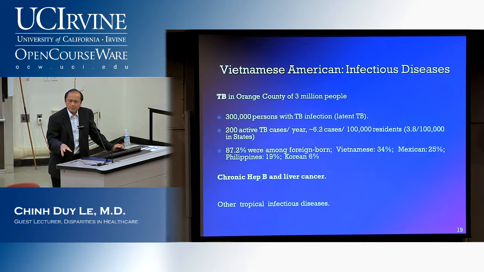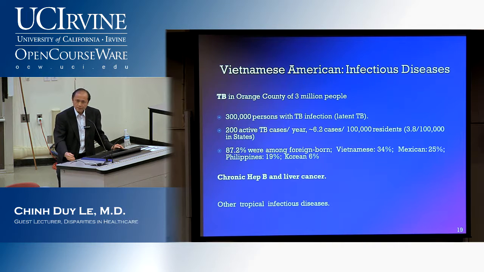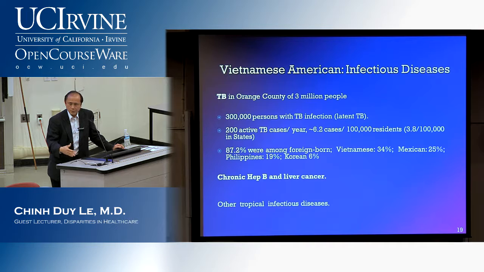And most of those TB cases reported to Orange County come from immigrant groups: Vietnamese, Mexican, Philippine, and Korean. Also, besides TB, chronic hepatitis B is also a common issue. Not only chronic hepatitis B, but also hepatitis in general, like hepatitis C. It's common in immigrants. So that's something we should keep in mind when we are helping people in minority groups or immigrants.